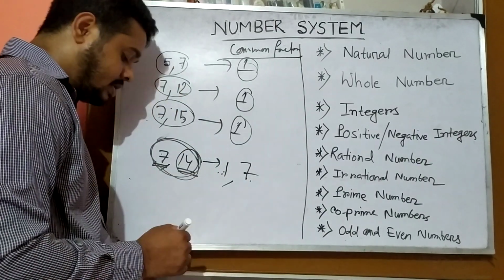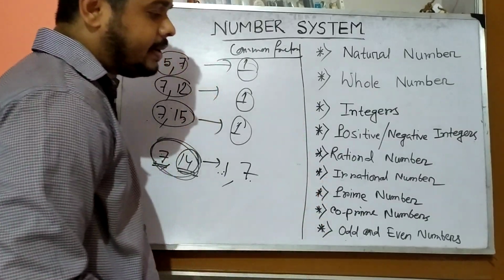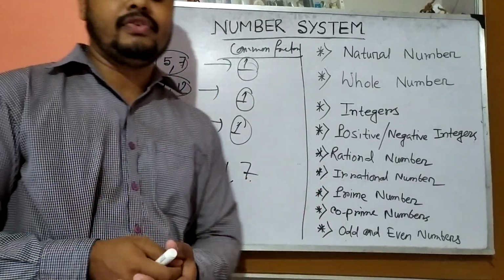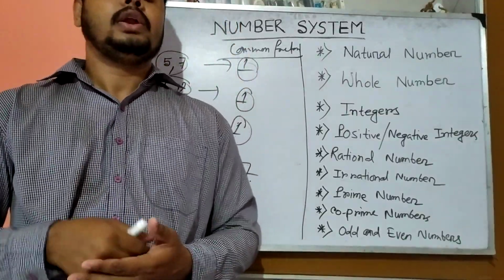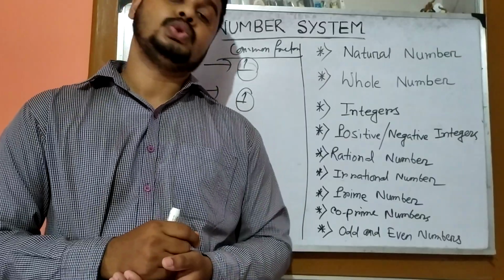Okay, and the next point is odd number and even number. You know that very well. An odd number means not divisible by 2. An even number means divisible by 2.